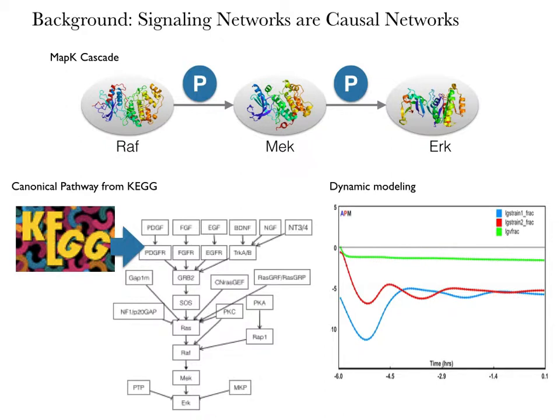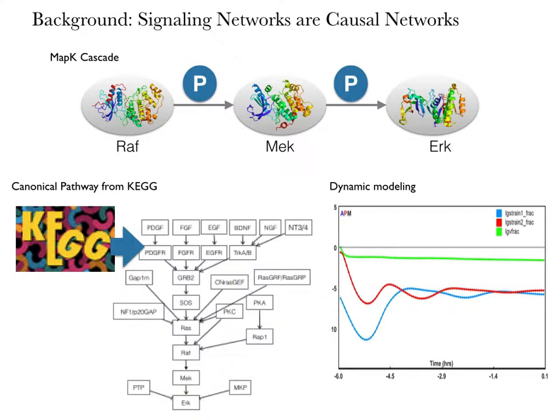We can represent cascades of signaling events as causal networks. For example, in this well-known MAPK cascade, RAF phosphorylates MEK, or rather it activates MEK, and MEK activates ERK. So we get a causal network of these edges: RAF-MEK and an edge MEK-ERK. This signaling network is the information processing mechanism that maps the initial signal to the correct cell response.